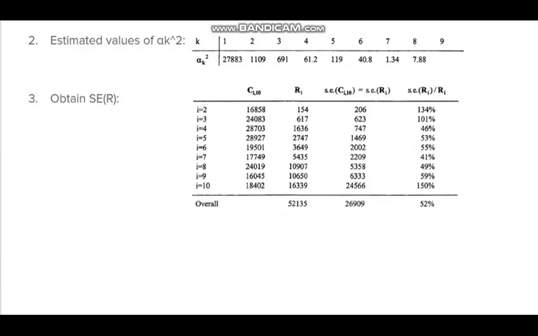So now that we've decided which FK to use, we can now calculate our reserve. We use Formula 8 to calculate the alpha k squared and Formula 11 to calculate the standard error for our reserve. And because the total of our standard errors are above 50%, we should use the log normal distribution when calculating our confidence interval.